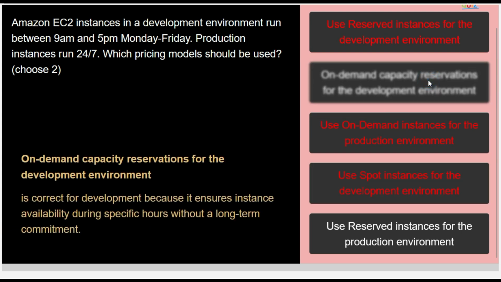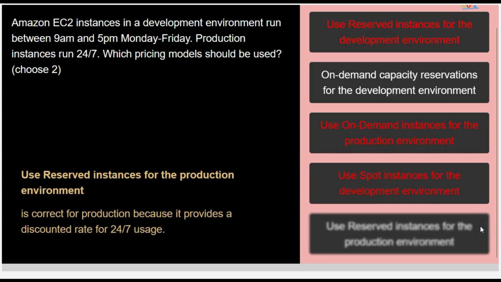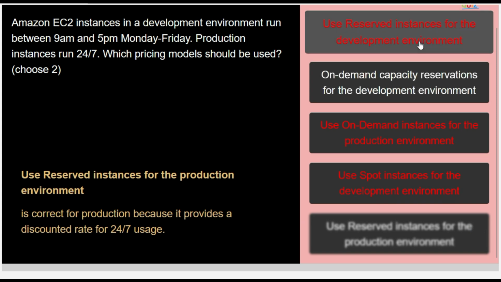Let's go to option 2, on-demand capacity reservations for the development environment. This option is correct for development because it ensures instance availability during specific hours without a long-term commitment. So option number 2 is the correct answer. Another correct answer is option number 5, use reserved instances for the production environment. This option is also correct for production because it provides a discounted rate for 24/7 usage.